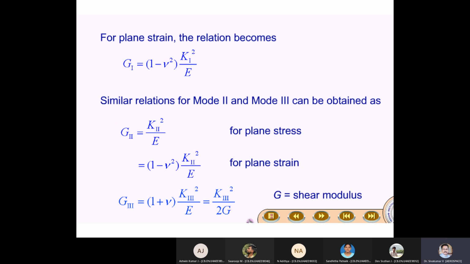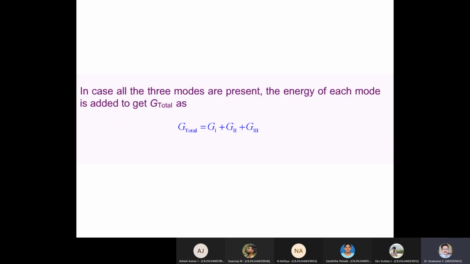Here, how are we doing that? We have a structure having crack expansion. So we are applying an equivalent force to close the crack. Using that, we are extracting the relation between G and K. G is the energy release rate, K is the stress intensity factor. And we have extended that mode 1 relation to mode 2 and mode 3 by similar theory.